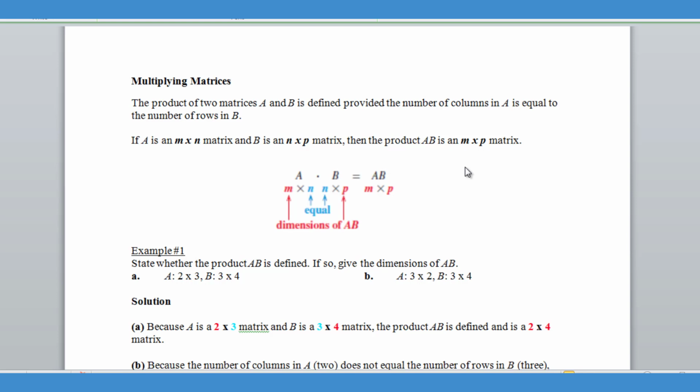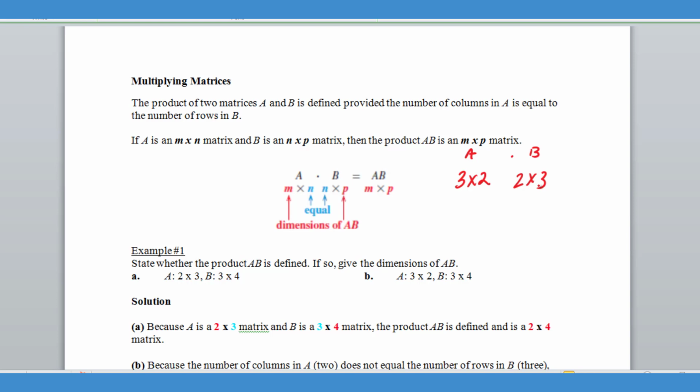Now, you can see here, if we have matrix A and it's an m by n, let's just say it's a 3 by 2, for example. So I can just make up an example of this. Let's say matrix A is a 3 by 2. And then matrix B is n by p, excuse me. Let's just say that is a 2 by 3. Let's say it's the opposite.